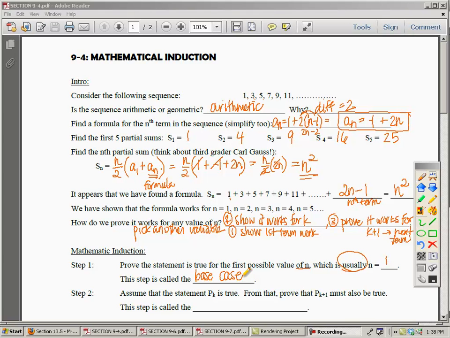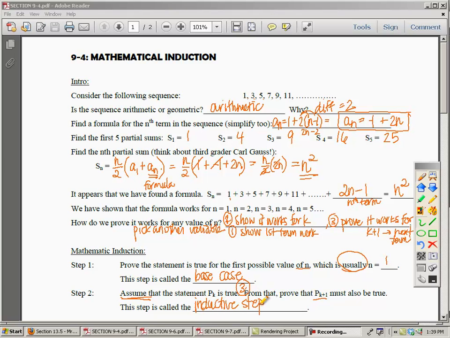Okay, step 2, we're going to assume, see that word, underlined, bolded, highlighted, that has to be part of your proof. We're going to assume that P of K works. I'll tell you what that means. And then here's where my step 3 is going to come in. From that, prove that K plus 1 also has to work. And this is called the inductive step.